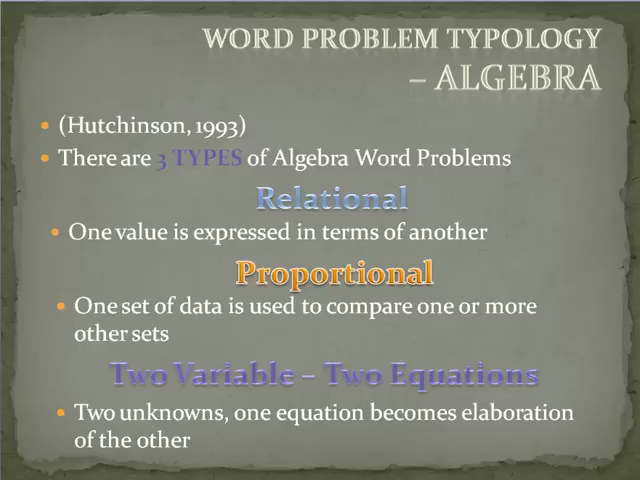And last but not least is algebra. Like I said, I'm not going to give you very much in-depth information other than the three different types, which are relational, proportional, and two variables, two equations. Relational is when one value is expressed in terms of another. Proportional is when one set of data is used to compare one or more other sets. And two variables, two equations are two unknowns, and one equation becomes an elaboration of the other.